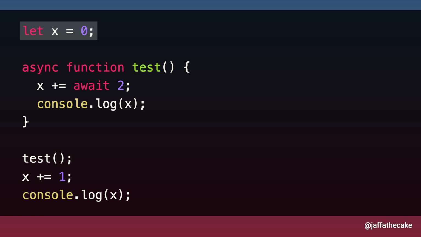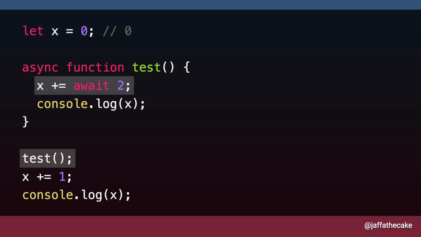We start by creating a variable, x, and making it equal 0. Then we call test. Now, although test is an async function, async functions are called synchronously. Yeah, that's right, async functions are called synchronously. You know it makes sense. Just gloss over that for now. So we jump straight into here. And this is the line where all the gotchas are.